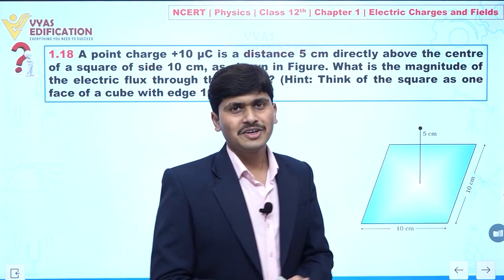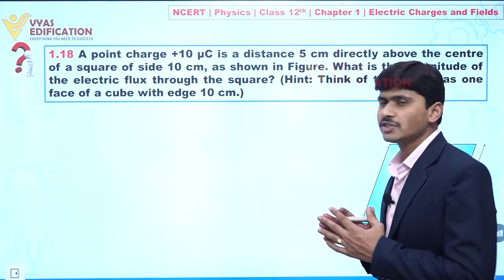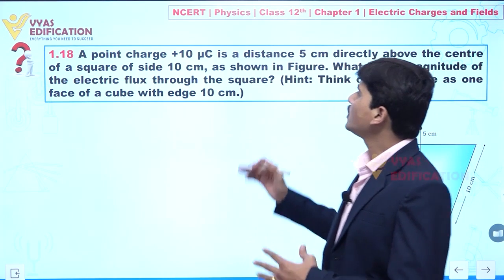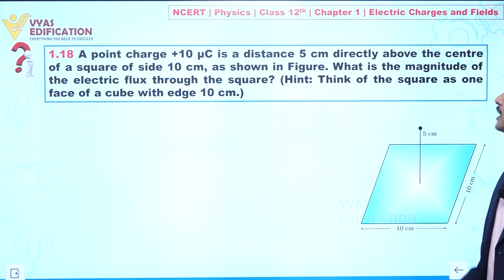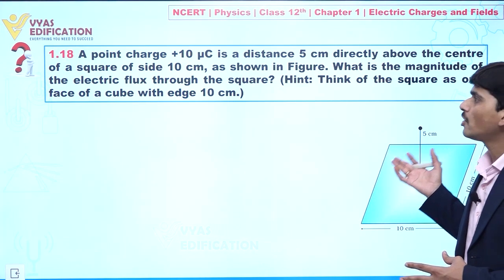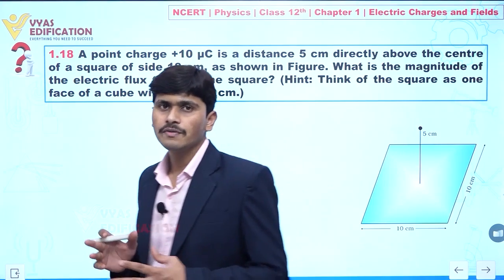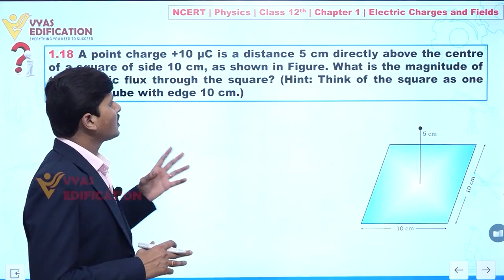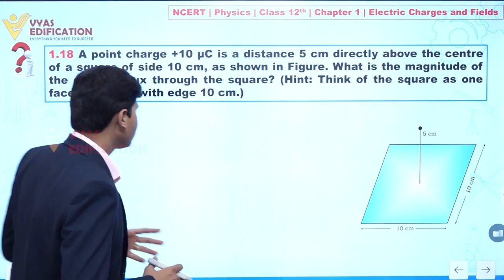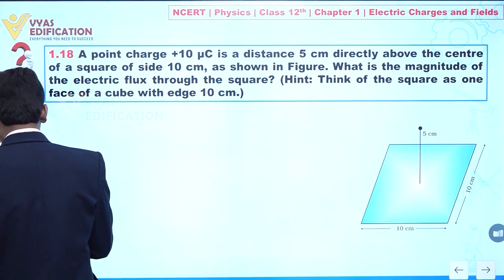Now dear student, we are going to solve this question, and this question is question number 1.18. In this question it is given a point charge plus 10 microcoulomb is a distance 5 cm directly above center of a square of side 10 cm as shown in a figure. What is magnitude of electric flux through a square? Clear? So now concentrate on this screen.